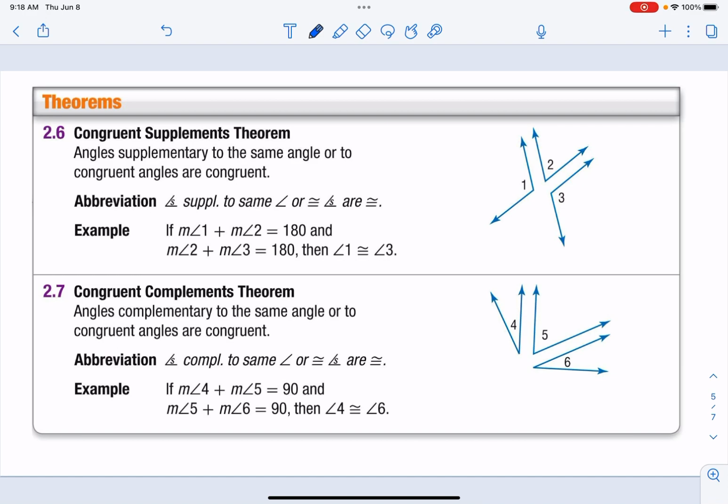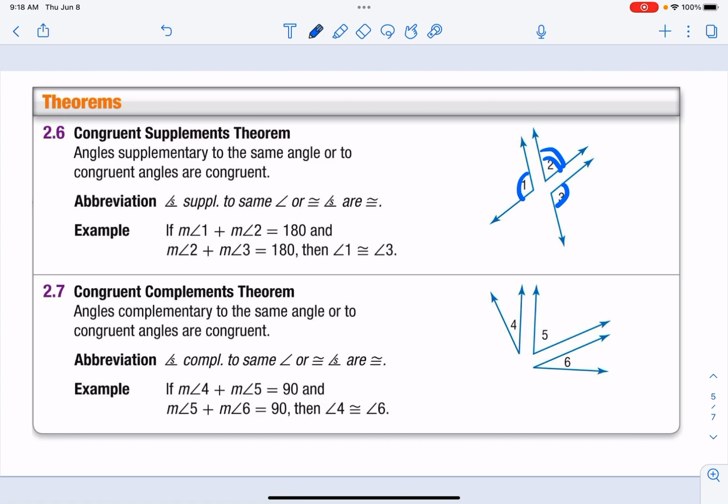Okay, congruent complements and congruent supplements theorem. These two things are the same, whether your angles are supplementary or complementary. Angles supplementary to the same angle or to congruent angles are congruent, meaning if angle 1 and angle 2 add up to 180 degrees, and angle 2 and angle 3 add up to 180 degrees, then 1 has to equal 3.